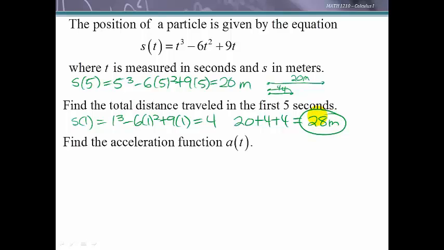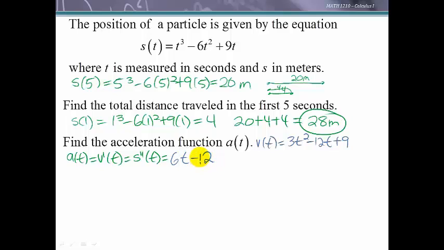Find the acceleration. Well, the acceleration is how much the velocity is changing. So if we want acceleration, it's going to be the derivative of velocity, and it's going to be then the second derivative of position. So we had our velocity function previously. So our velocity was 3t squared minus 12t plus 9. So our derivative of that, which would be our acceleration, is going to be 6t minus 12.